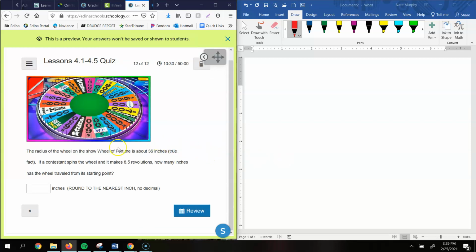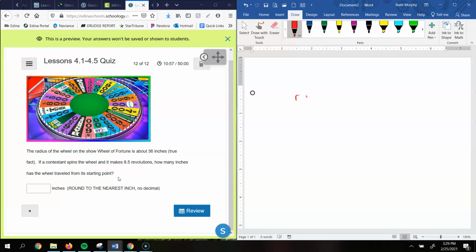And lastly, we have the story problem. And I did a little research, and the actual wheel on Wheel of Fortune is about 6 feet in diameter, which means its radius is about 3 feet, or 36 inches. If a contestant spins the wheel and it makes 8.5 revolutions, how many inches does the wheel travel from its starting point? So remember our formula for the arc length, because that's what we're dealing with. We're dealing with how far of an arc this has traveled.